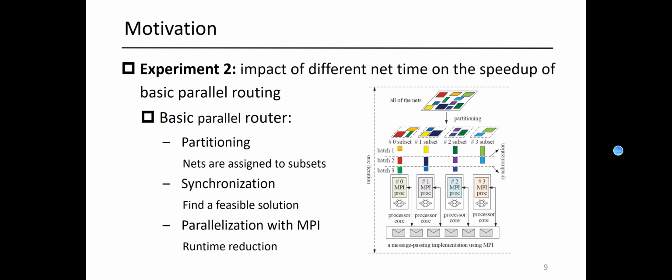In the second experiment, we studied the impact of different net times on the speedup of basic parallel routing. We implemented a basic parallel router consisting of partition, synchronization, and parallelization. In the partition, nets are divided into subsets. In the synchronization, we combine the intermediate routing state to find a feasible solution. In parallelization, we use MPI to program the routing, and the routing time is reduced.